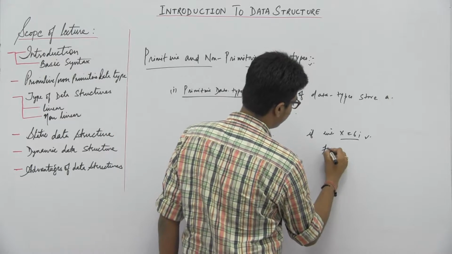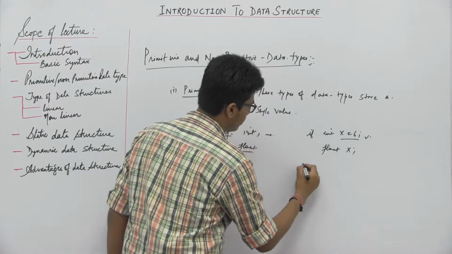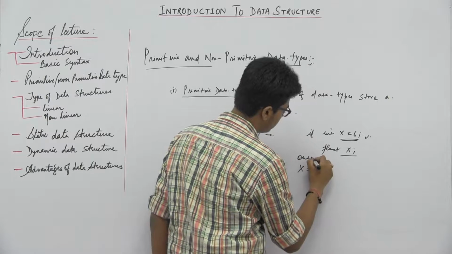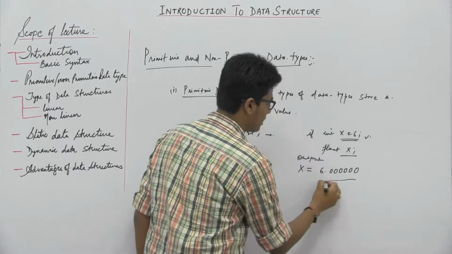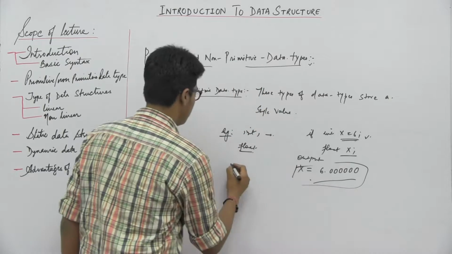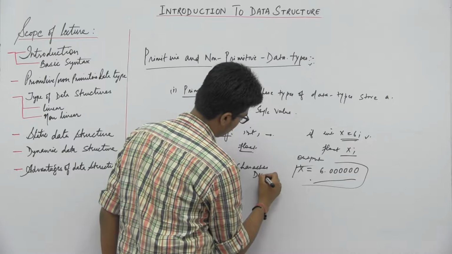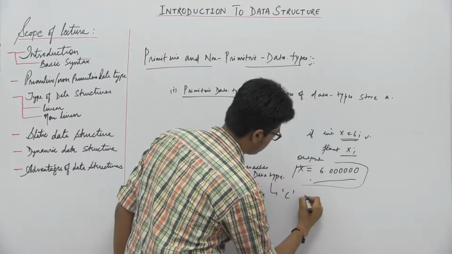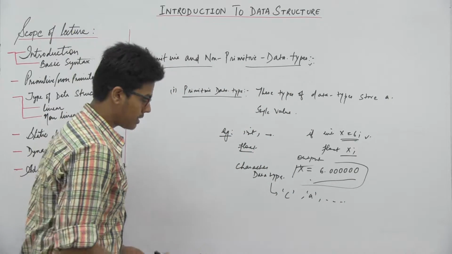Float. In the float data type, if we define float x, and the value of x is 6, then printing float x will give the output 6.000000, with six digits after the decimal. So it is a float data type. Next, character data type. In character we define a single character like C, A, any single character, right?